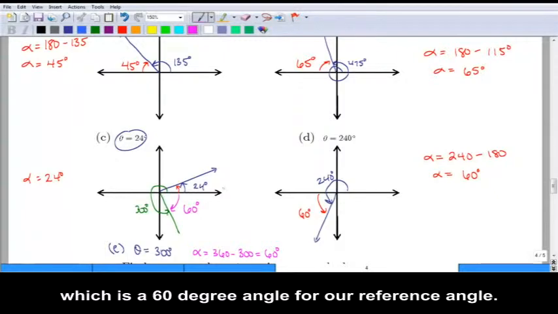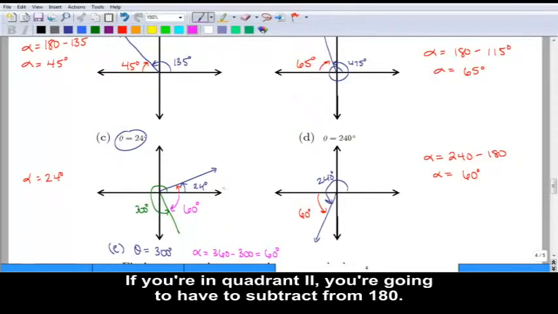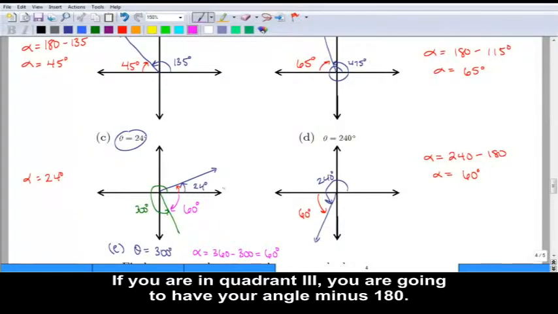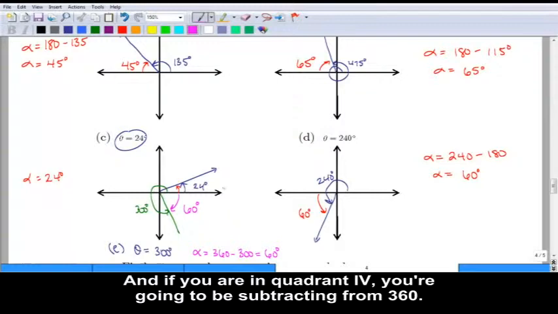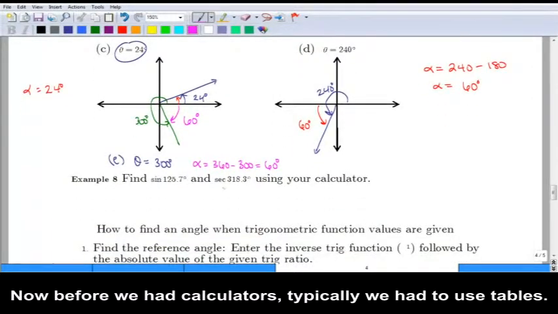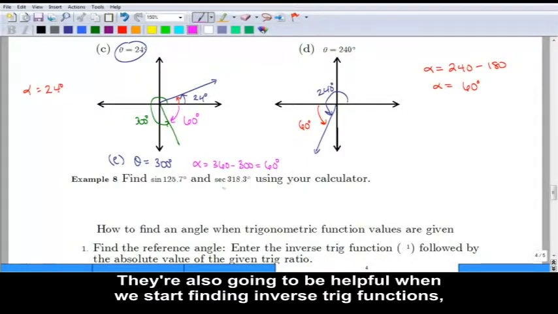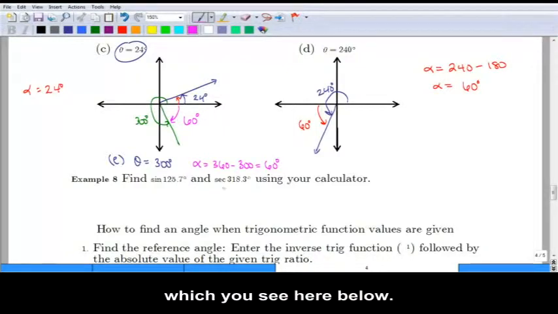So if you're in quadrant 1, you're given your reference angle. If you're in quadrant 2, you're going to have to subtract from 180. If you are in quadrant 3, you are going to have your angle minus 180. And if you are in quadrant 4, you're going to be subtracting from 360. Now, before we had calculators, typically we had to use tables, and that was where reference angles were really helpful. They're also going to be helpful when we start finding inverse trig functions, which you see here below.